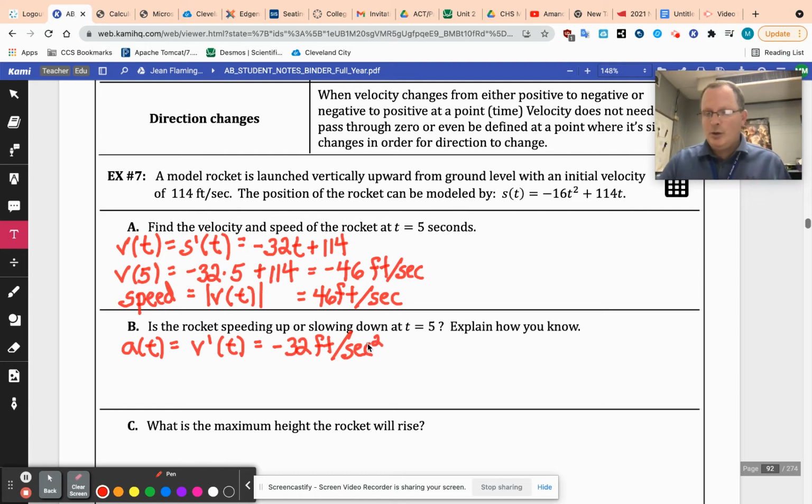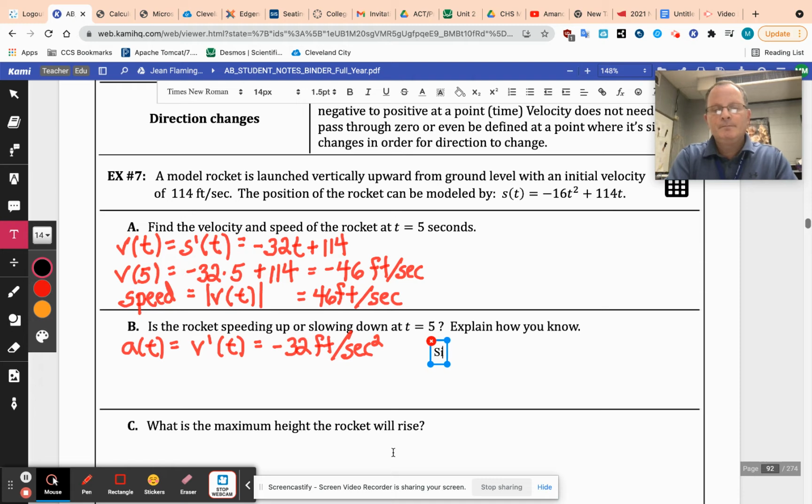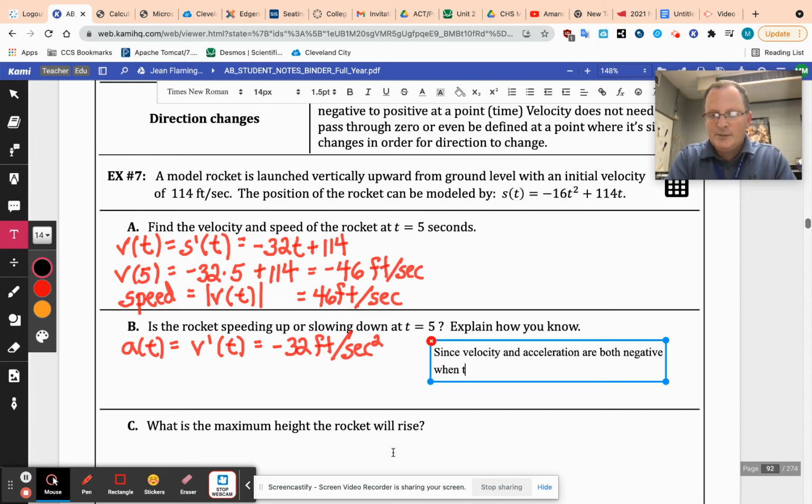All right, and so let's type. So since velocity and acceleration are both negative when t equals 5, the rocket is speeding up. Something like that. Okay. All right.